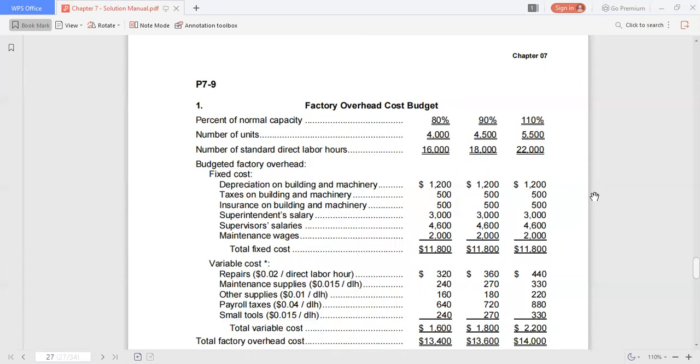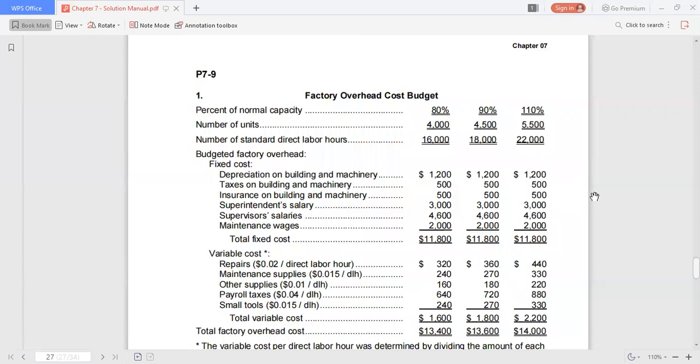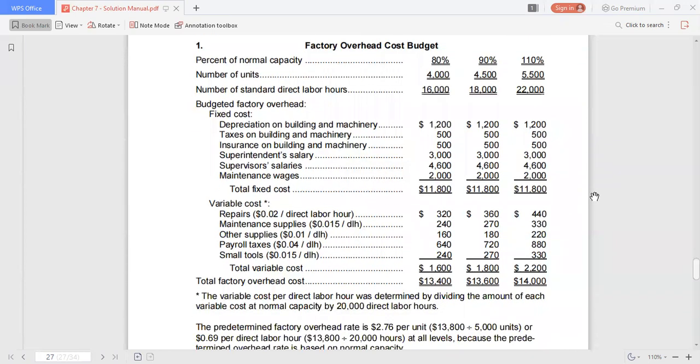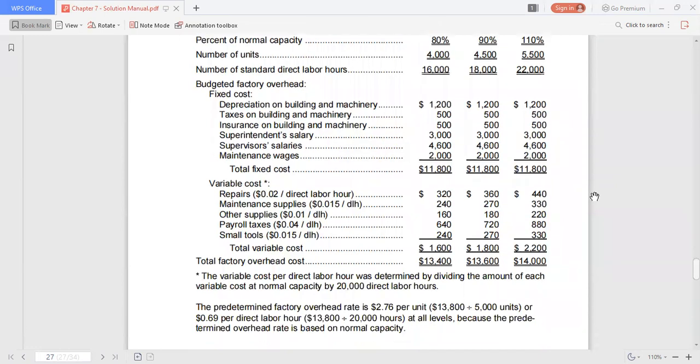So the total variable cost, and the computation of the contribution margin is supposed to be here. We have the budgeted factory overhead with the fixed and variable. So we have the total factory overhead cost as in our flexible budget, and the variable cost per direct labor hour. Now we have the formula in the determination of the variable rates.